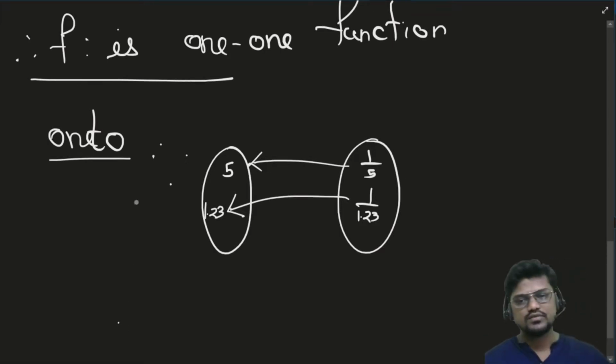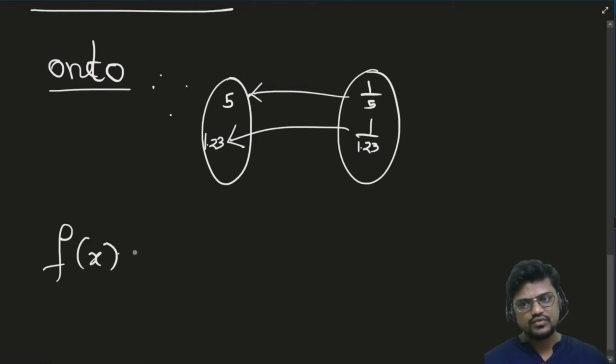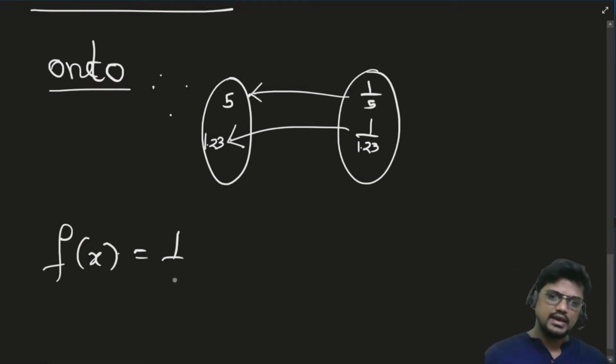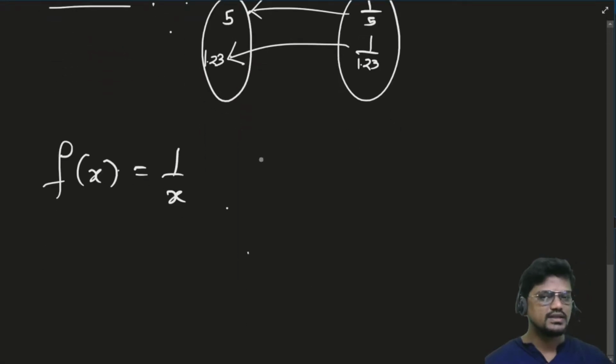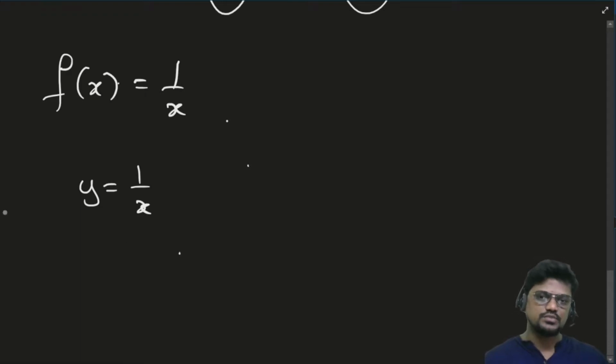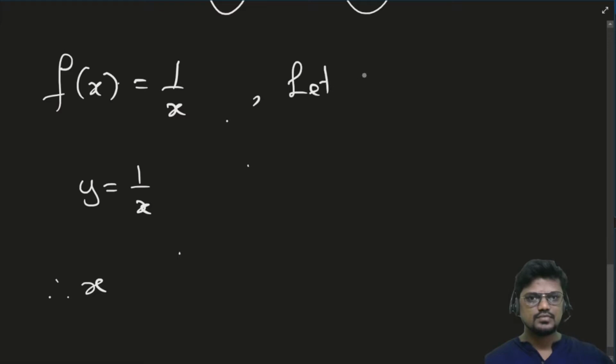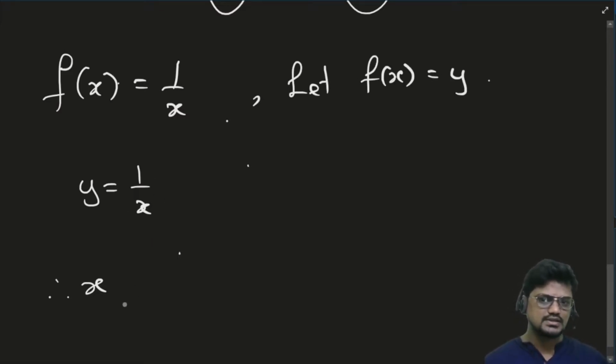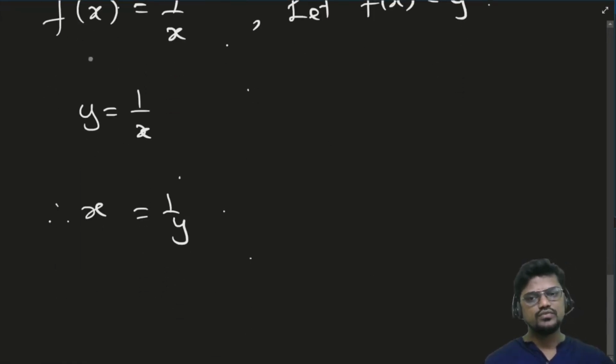Okay, so whatever function they have given, f of x equals 1 upon x, right? Now to write this, you just have to replace f of x with y, and then get the value of x from this. Therefore you can say let f of x equals y. Then y equals 1 upon x, then x equals how much? 1 upon y.